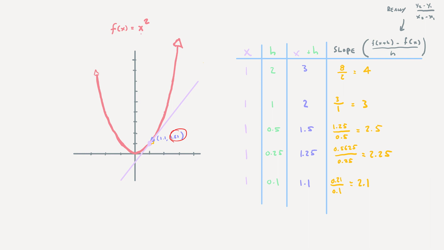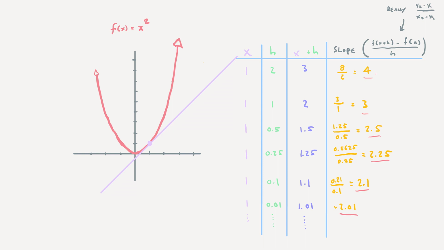which is 1.1 squared when I run it into the formula, minus y1, which is, again, always 1, gives us 0.21 as the numerator. 0.21 divided by 0.1 is 2.1. But I moved it even closer, and I found that 2.01 was the slope when it was only 0.01 units away. So what does it seem like we're approaching?